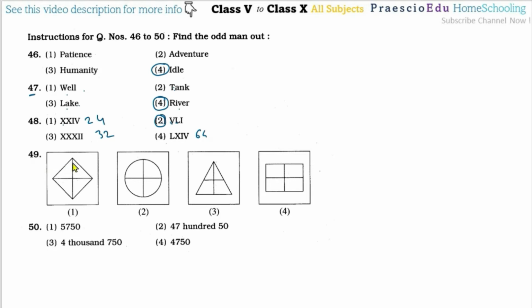Then question number 49. Here 4 equal parts are formed from the square, circles also form 4 parts, and rectangles also form 4 equal parts, but triangles do not form 4 equal parts. So that's why option number 3 is the different one. Then question number 50. Here 5750, and option number 2 is 4750. Options 2, 3 and 4 all have the same number 4750, but option number 1 is the different one.